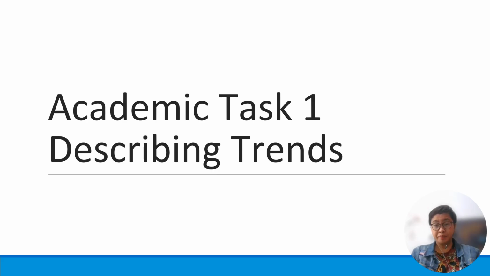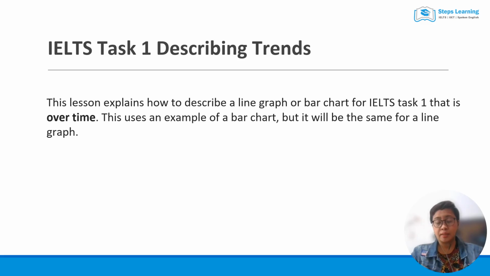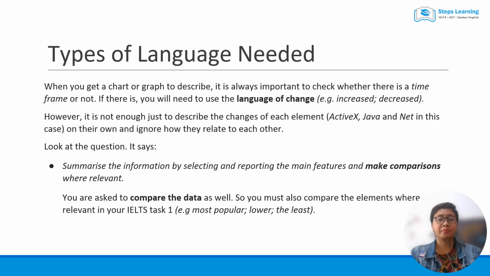Welcome to the Academic Task 1 Describing Trends lesson. Now, this lesson explains how to describe a line graph or bar chart for IELTS Task 1 that is over time. This uses an example of a bar chart, but it will be the same for a line graph. Now, here are the types of language that you need.